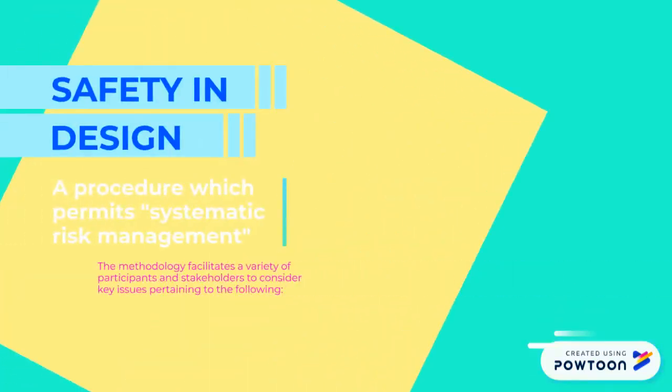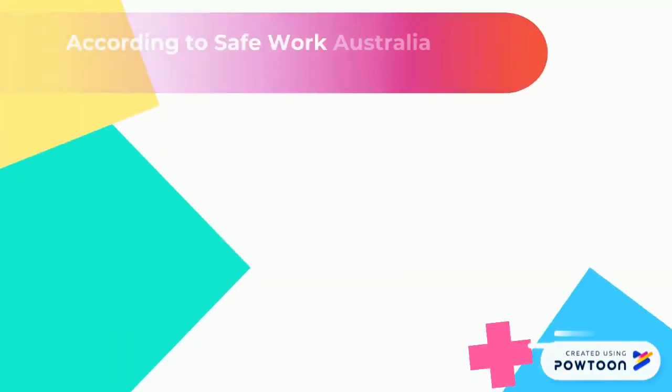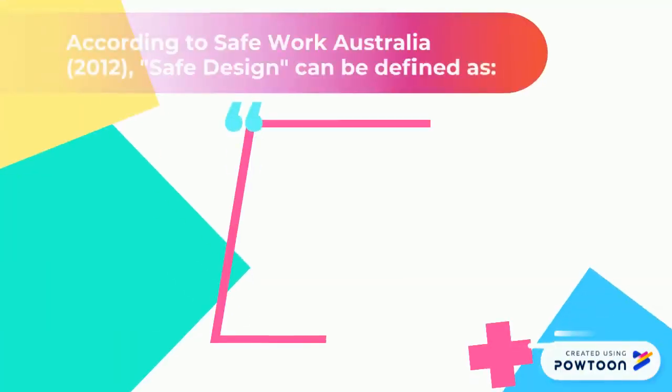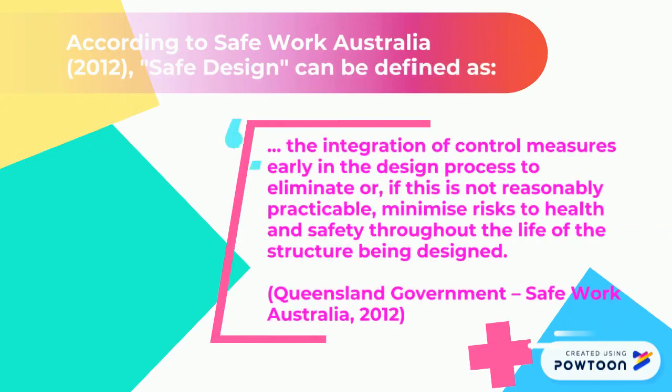Safety in design can fundamentally be viewed as a procedure which permits systematic risk management. At its core, the methodology facilitates a variety of participants and stakeholders to consider key issues pertaining to the following: aesthetics, function, safety, and environment. According to Safe Work Australia, safe design can be defined as the integration of control measures early in the design process to eliminate, or if this is not reasonably practicable, minimise risks of health and safety throughout the life of a structure being designed.